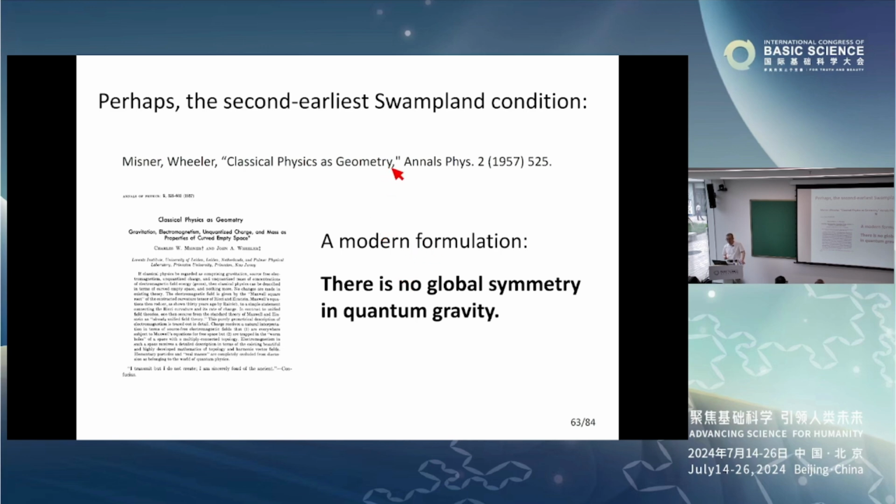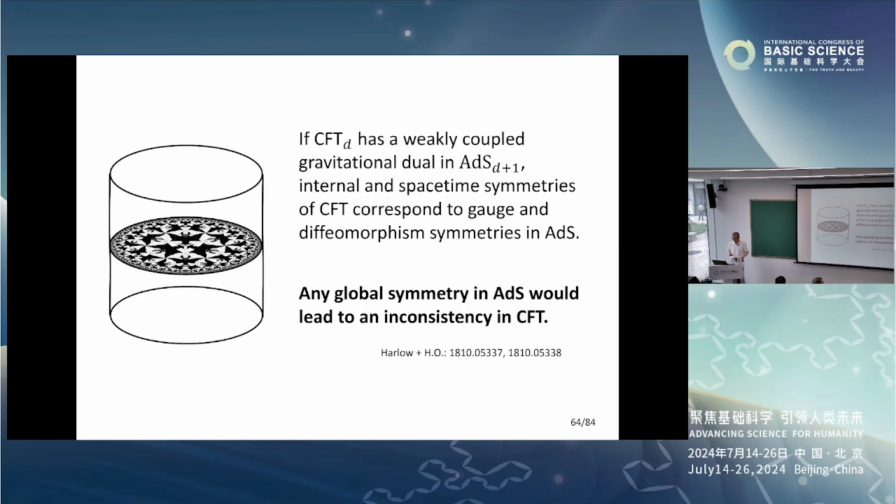Again, just like in Einstein's autobiography, the earliest second Swampland condition that I can trace was this paper by Misner and Wheeler, the paper where they discuss the geon. In this paper, they essentially say that there is no global symmetry in quantum gravity. It is often attributed to John himself, but this is the first paper. I imagine that people familiar with the history of general relativity can give us insight, but John Wheeler was probably talking about it in other places also.